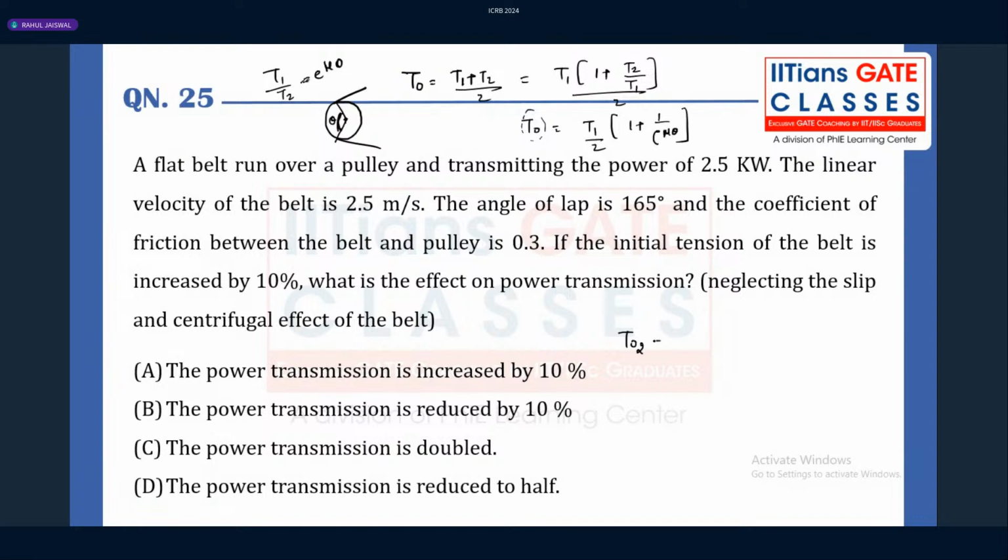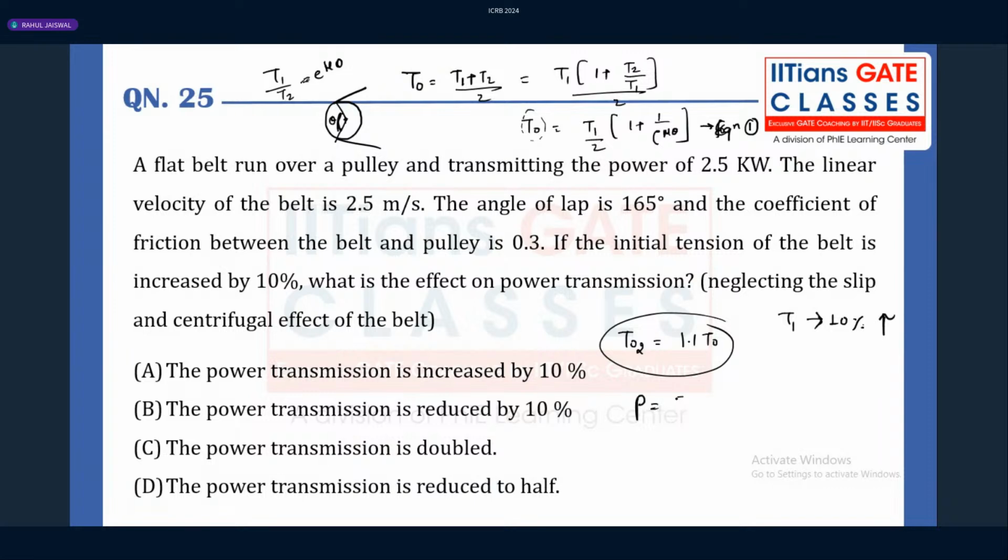Initial tension T naught becomes what? 10% more, that means 1.1 times T naught. That's it. So what about T1, guys? Because mu theta will remain constant, obviously T1 will also increase by 10%. If T naught is increasing 10%, from equation number 1 we can see very clearly mu theta will remain constant, so only T naught will be a function of T1, right?